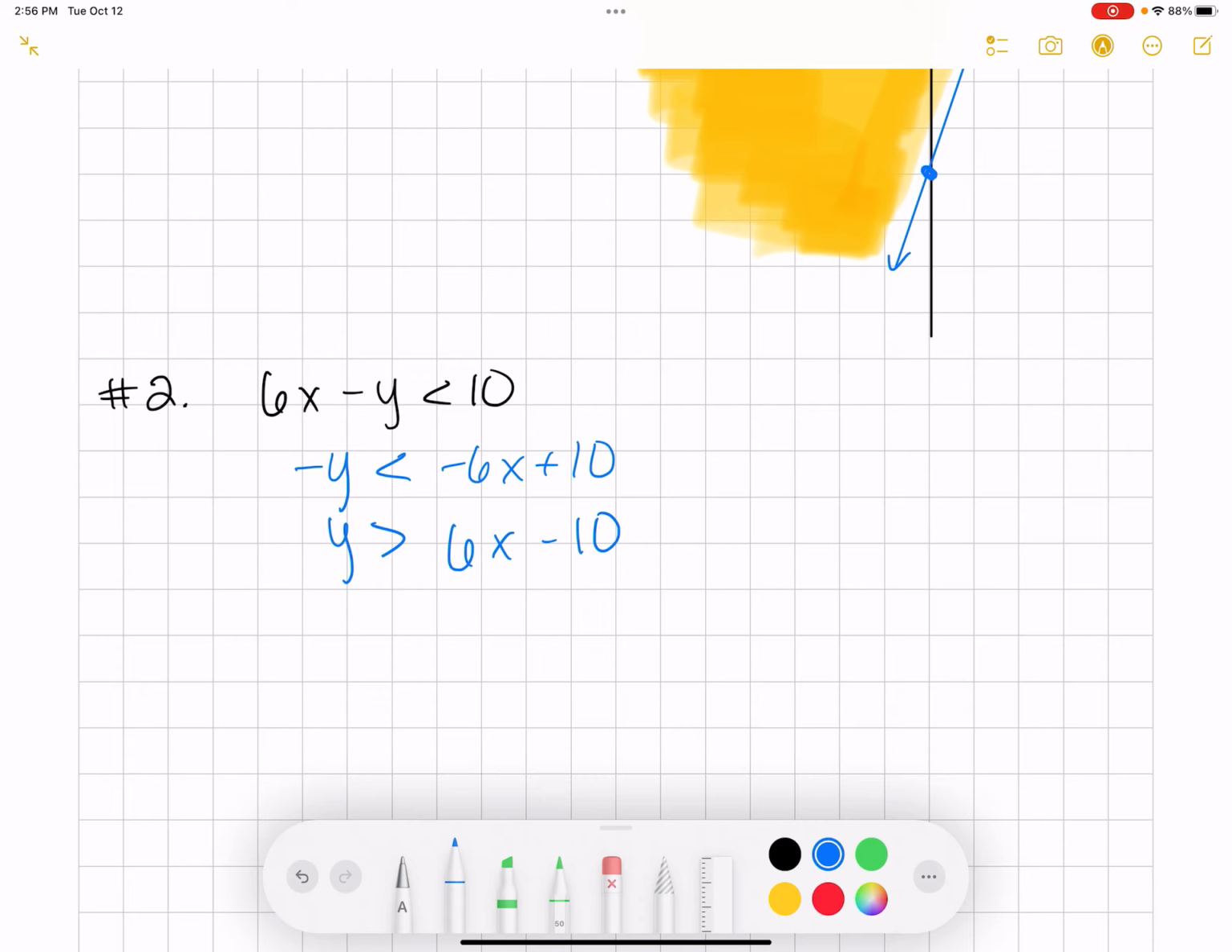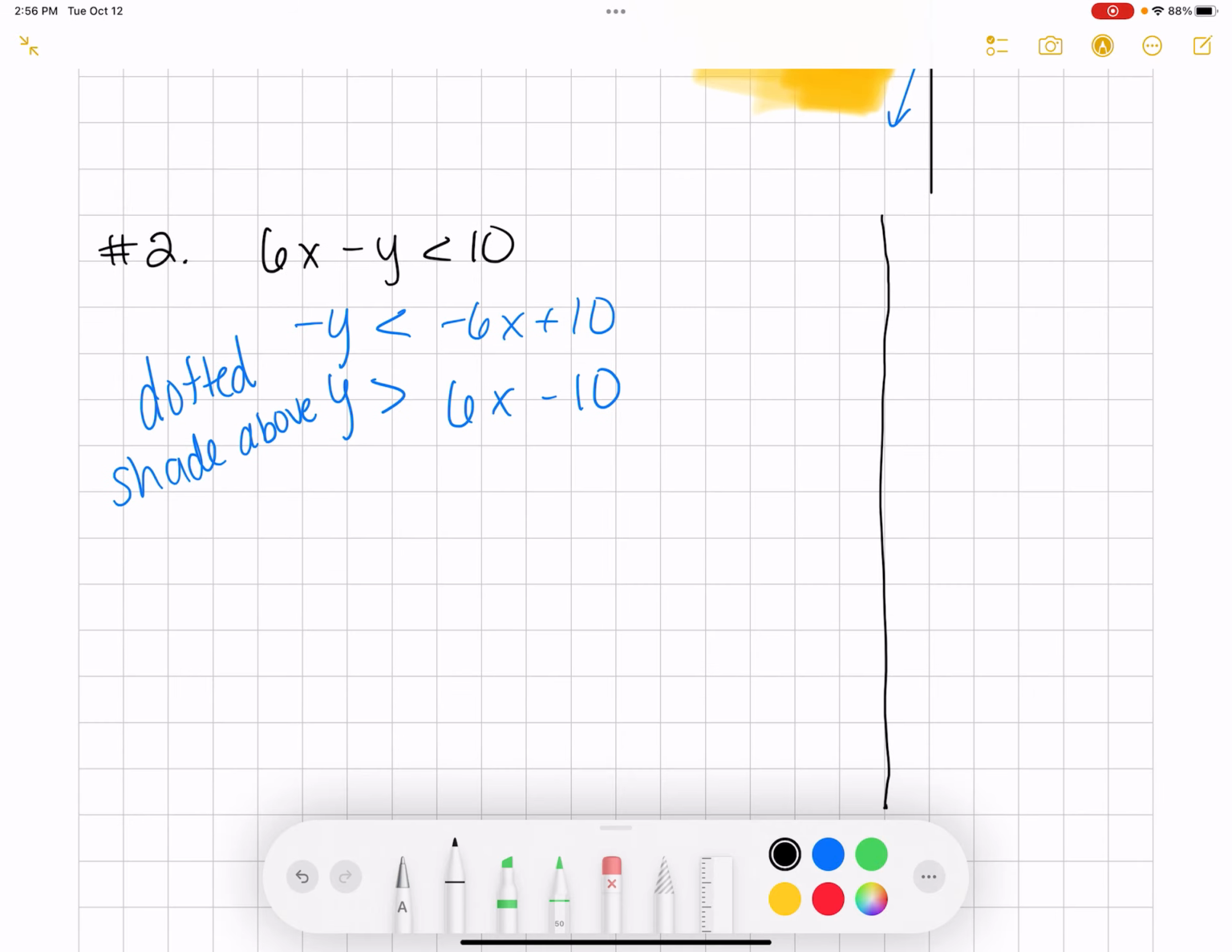Now solid or dotted? It's dotted because it's just greater than. And you shade, and I'm going to shade above. Depends on the sign. If it's greater than, you shade above. If it's less than, you shade below. And obviously the or equal to applies as well.